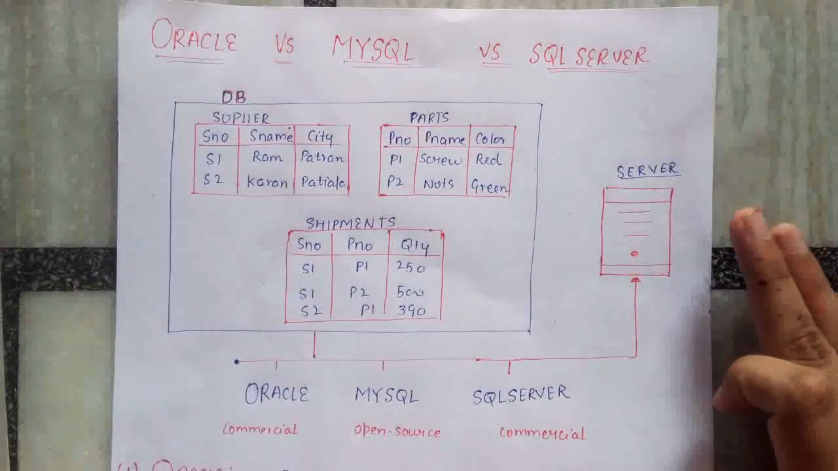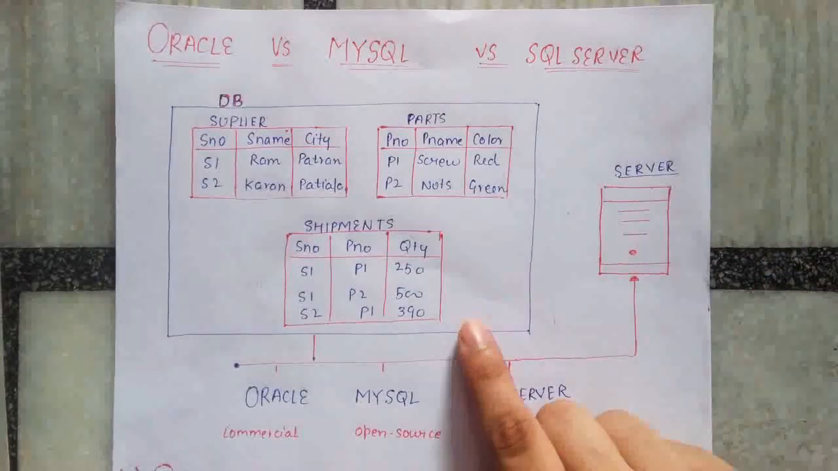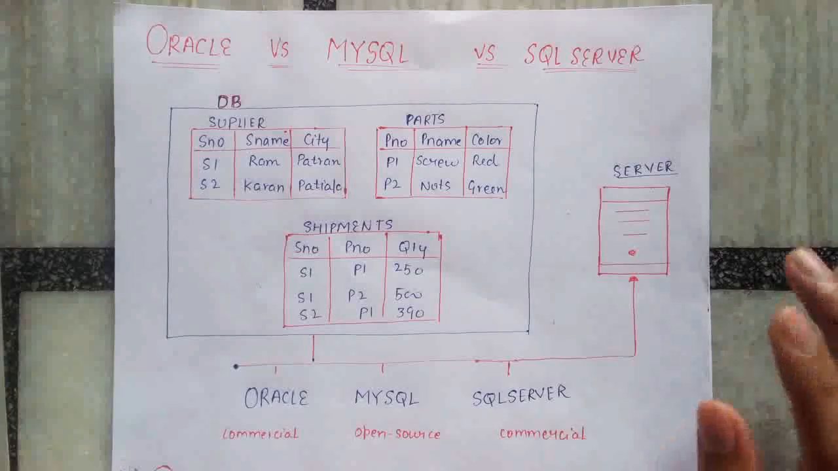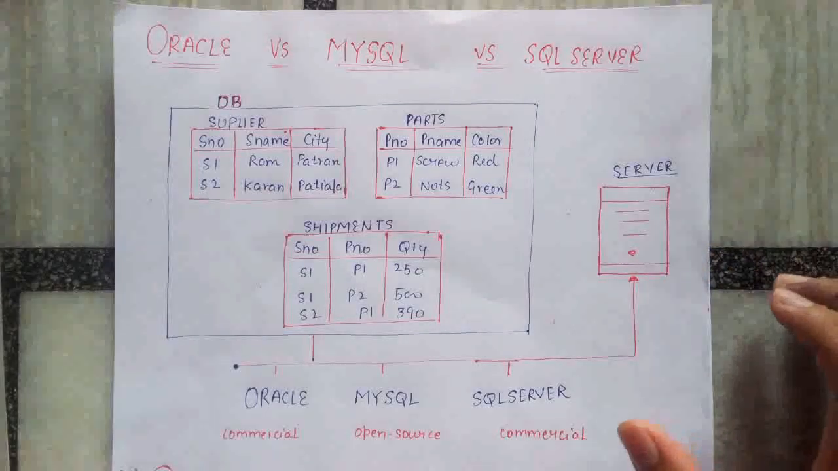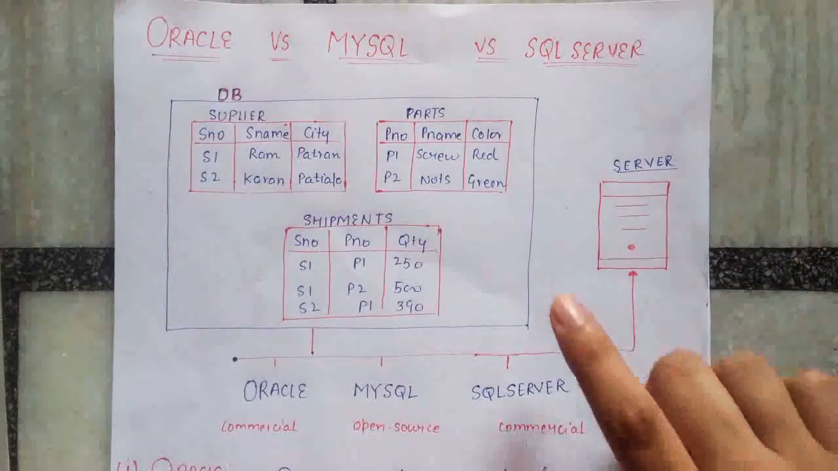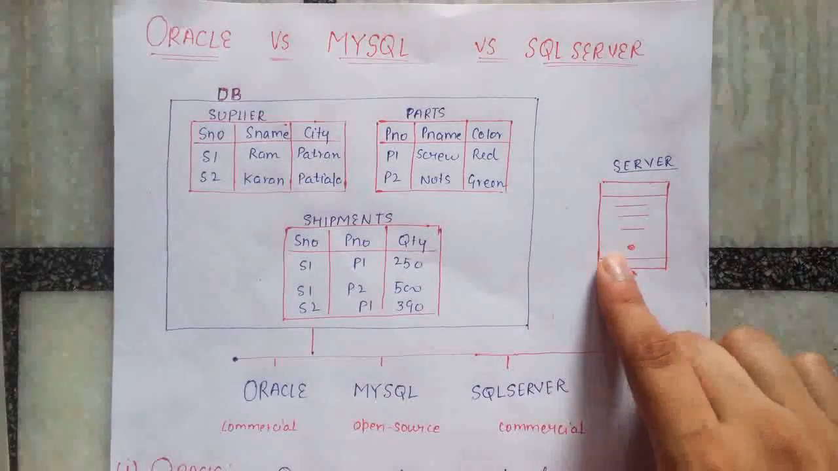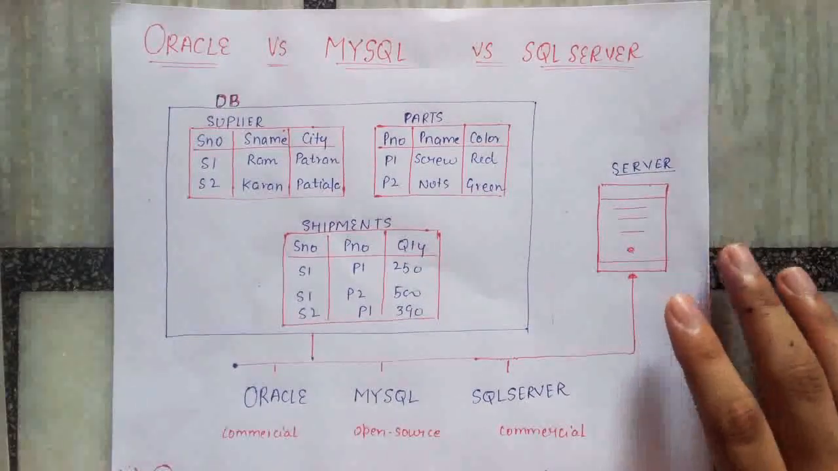Firstly, let's have a quick look at this example. Let's suppose this is a database consisting of 3 tables: supplier, parts and shipment, and these 3 tables are connected with the help of foreign key references. Now we want to move this DB to this server, so that various client computers can access this DB.